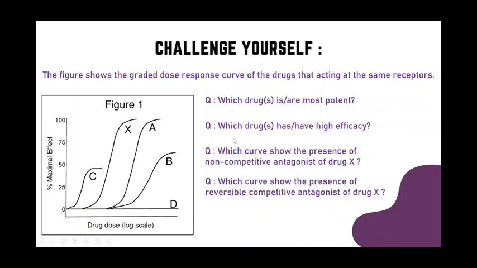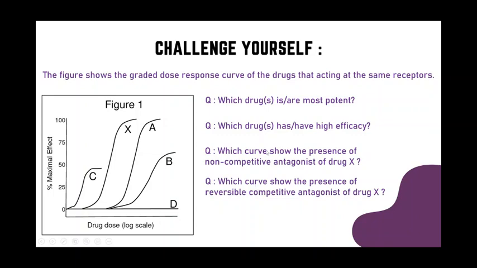The next question, which drug has or have high efficacy? To look at the efficacy of the drug, we must see the percentage of the maximal effects. As you can see in this chart, drug X and drug A are efficacious because they produce 100% of maximal effects.